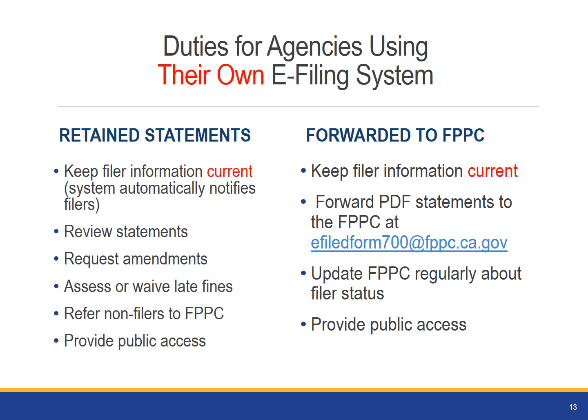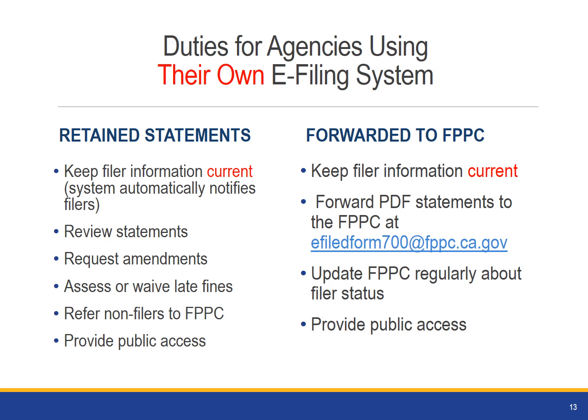Even though your filers, whose statements are forwarded to the FPPC, will continue to file using your agency's electronic filing system, please be sure to keep the information for those filers current in the FPPC system. That way, when these filers begin filing electronically through our system, the information will already be up to date, helping to ensure a smooth transition. Most importantly, please make sure there is a current email address so that the filers can be notified automatically.